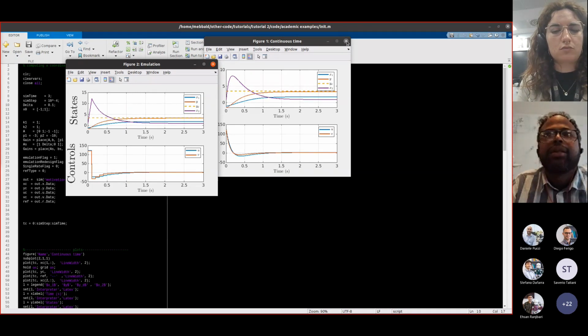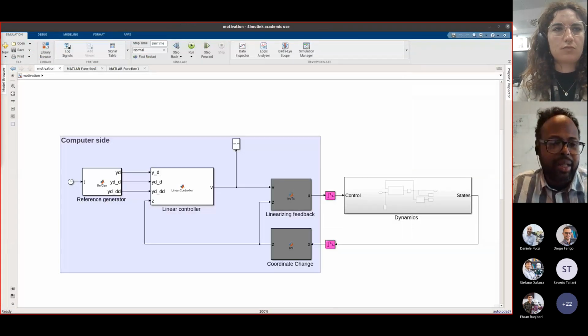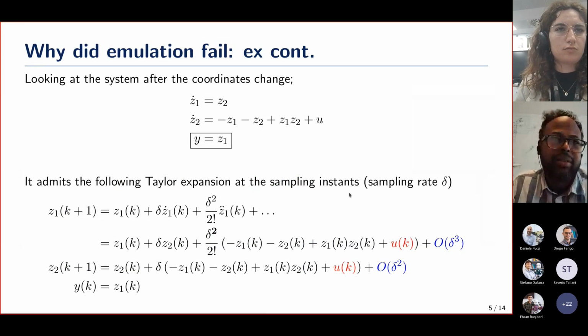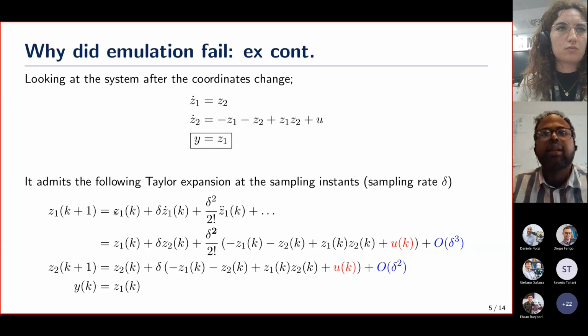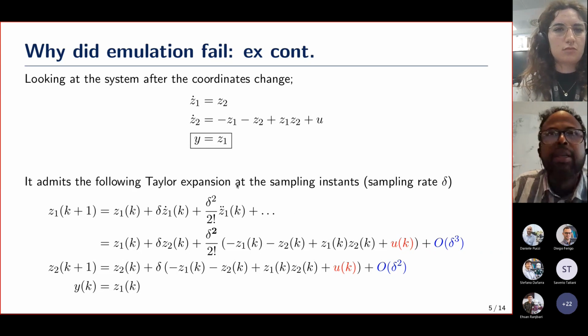So okay, then there is a problem. The source of this problem can be found by just looking at the actual solution of the system. So this is our continuous time system. We integrate it. If we integrate these functions, we end up with an expression for the evolution of the z states at each instant of time, having this expression. This is obtained by just using Taylor expansions to approximate the integral, taking higher and higher order derivatives.